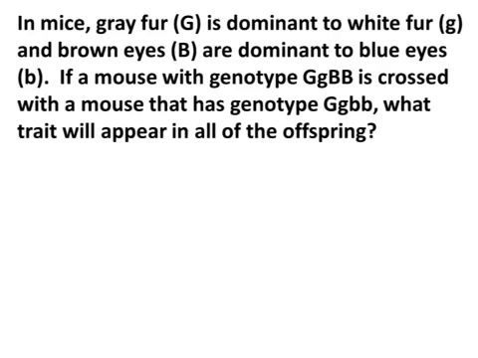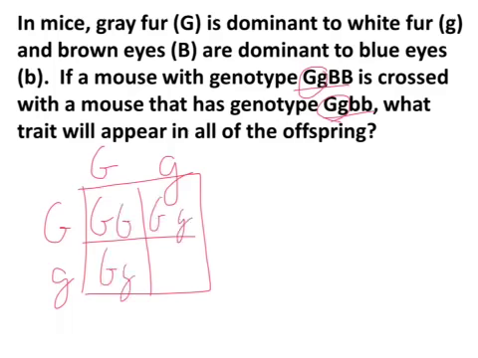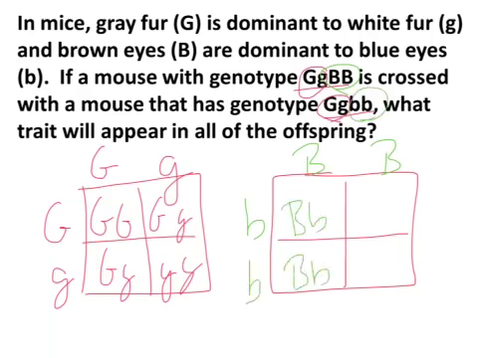So I have my cross here, one parent and another parent. I set up my individual squares. I've got big G, little g for the gametes from the first parent, then big G, little g for the gametes on the second. When I complete my square, I end up with this. Then for my trait regarding eye color, I set up my square again. This time I've got big B as a gamete option, little b as a gamete option. Again, I complete my square.